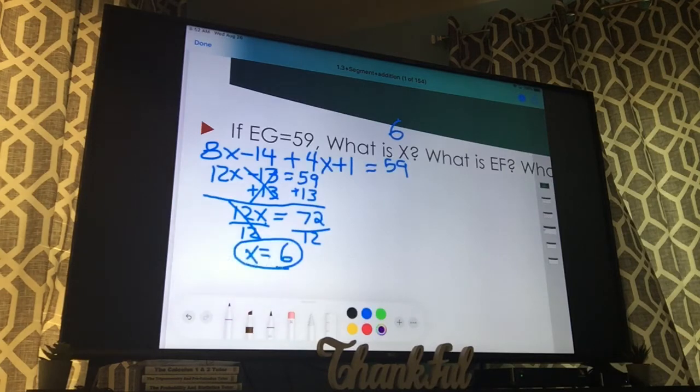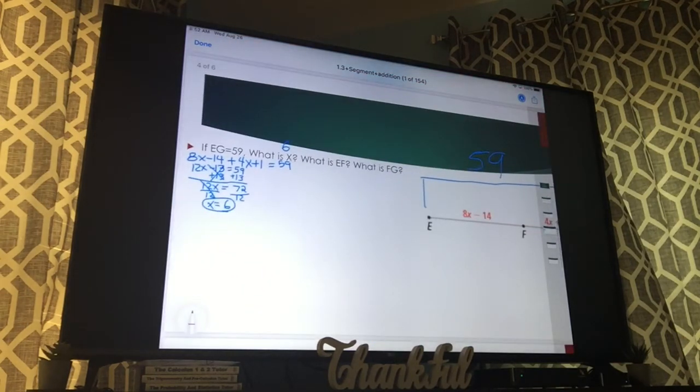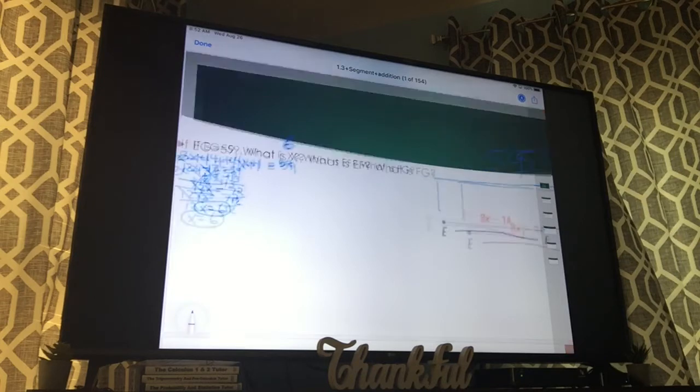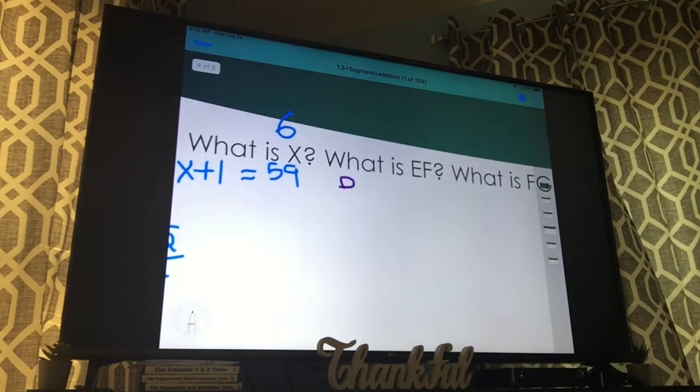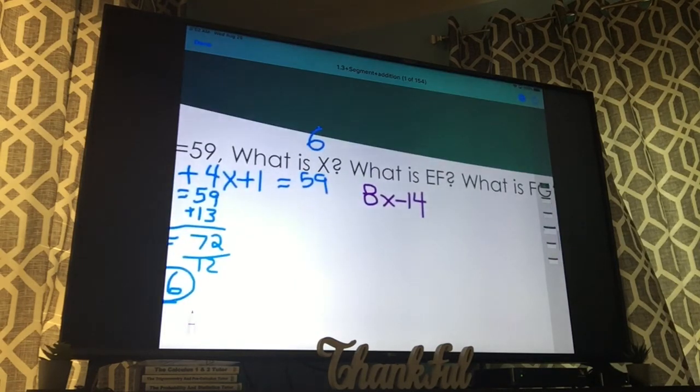Okay, so EF right now, if we look at the picture, E to F is this one right here. E to F equals 8x minus 14. But we know what our x value is. Our x value is 6. So we're going to plug in 6 where the x is at. So you got 8 times 6 minus 14.